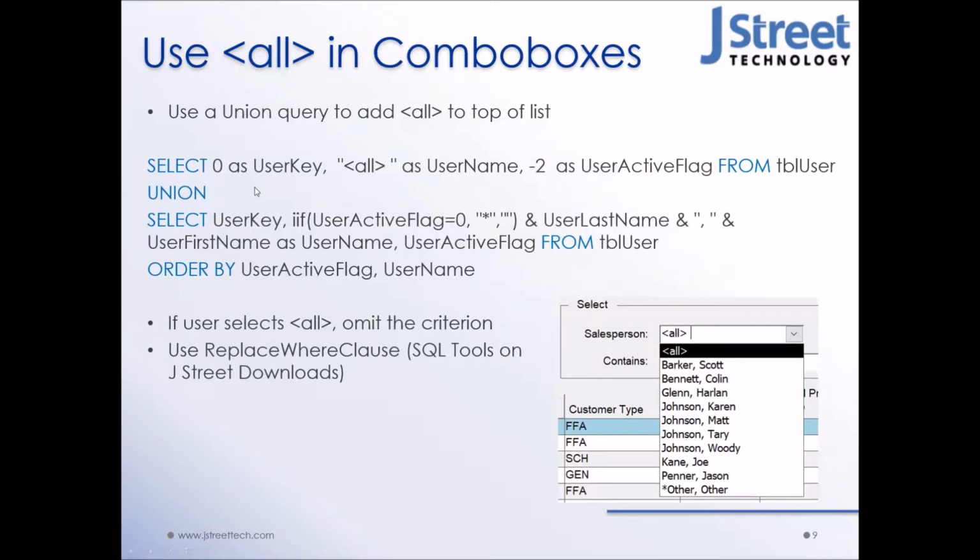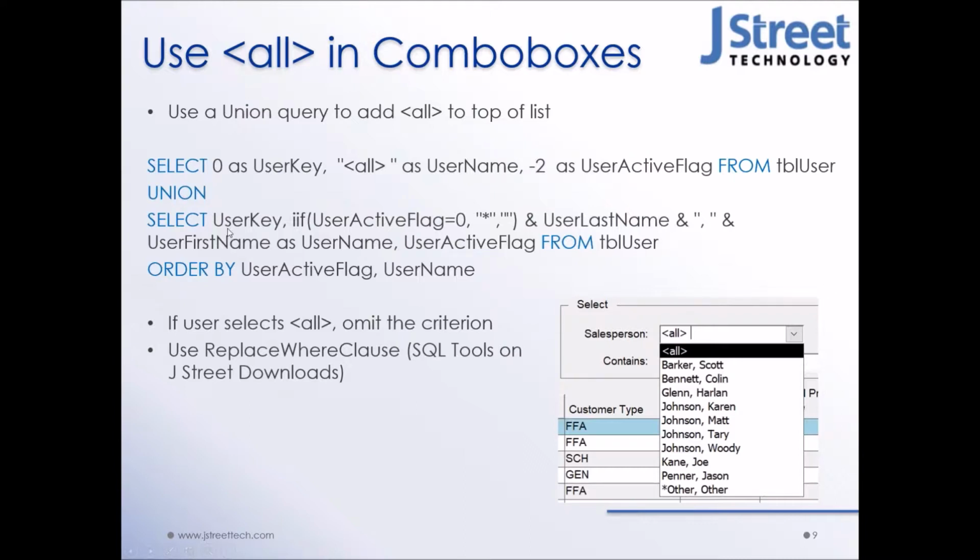So the way this is used as a union query is you can select a dummy record. I just say select 0 as a key, all as the name, and something else as a flag, and I select it from TBL user, but notice I'm not selecting any actual records. I'm only selecting dummy records from table user. So it just gives me one dummy record. And then I select the regular users here. So in this example, the users show up down below.